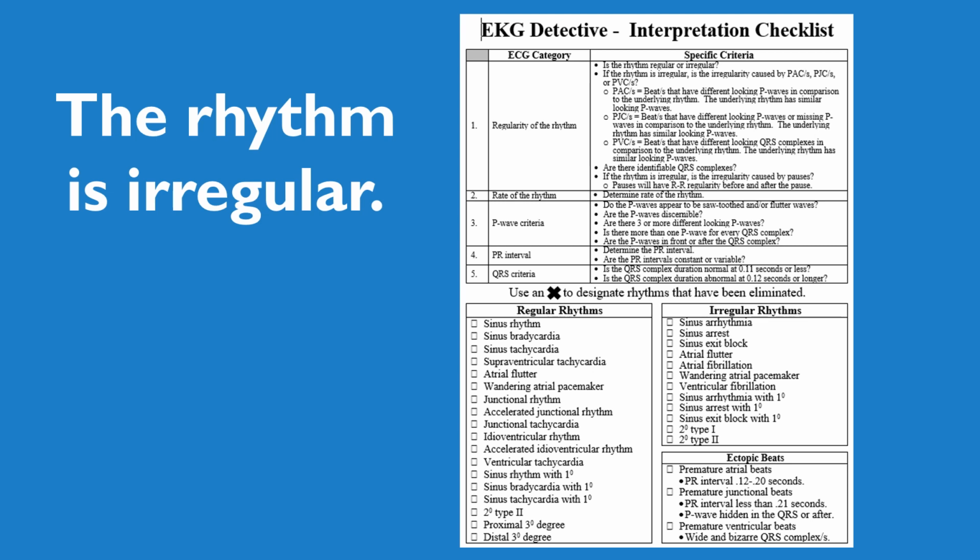Referring to our checklist, since we know the rhythm is irregular, we can deductively eliminate any of the rhythm options that are regular. And as a side note, anybody who is interested and would like a copy of this checklist, just reach out to me and I will make sure that you get a copy of it so that you can utilize it for future reference in future videos.